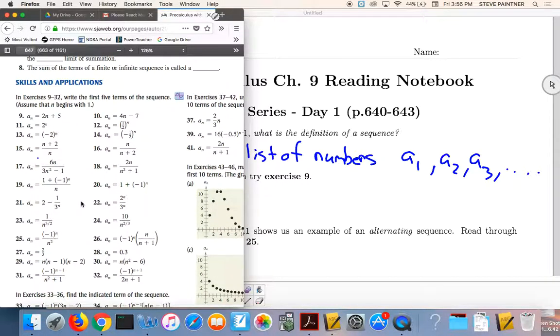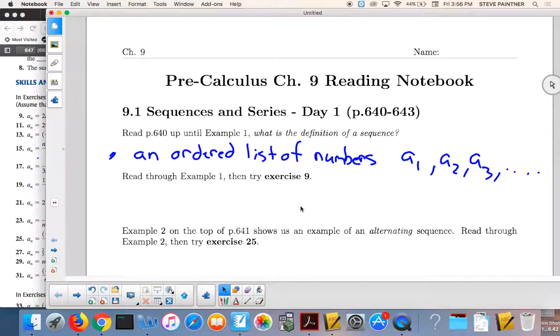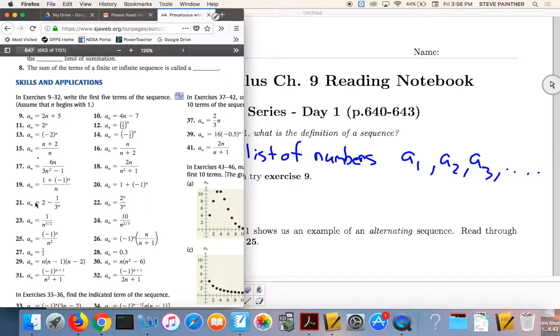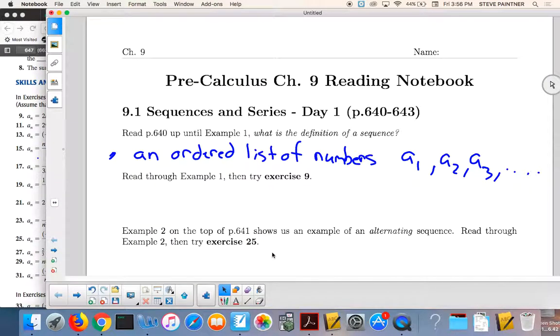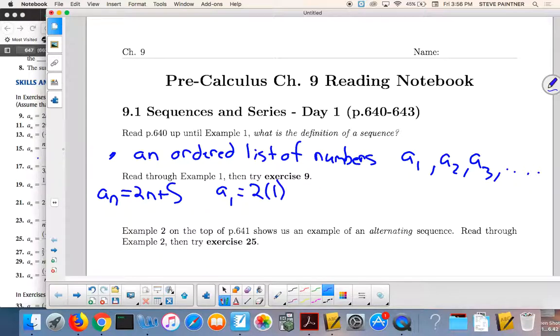It wants us to do exercise 9. Exercise 9 is a sub n equals 2n plus 5, and it wants us to write the first 5 terms of the sequence. So a sub n is 2n plus 5. I'm going to write that down really quick. If we want to calculate a sub 1, we need do nothing other than plug it in. So a sub 1 in this case is equal to 7.